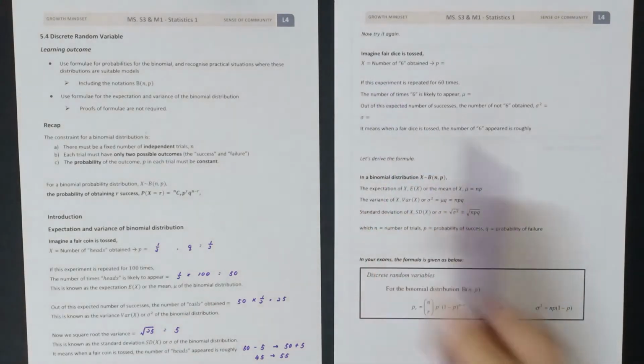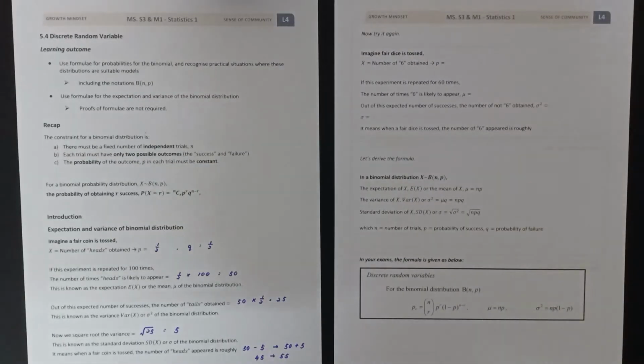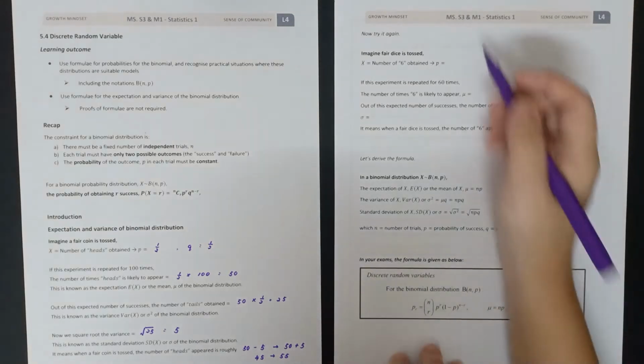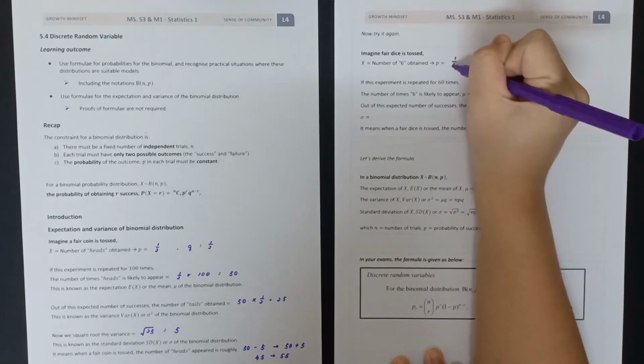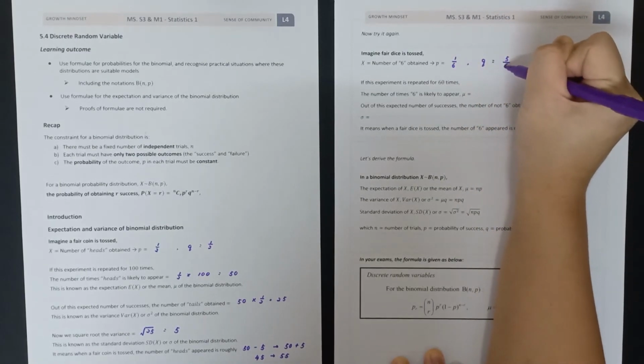Okay, so now let's try it again with the same thing that we did just now with the fair coin. Now let's do the fair dice. If x is the number of 6s obtained, then what is the probability of your success? Meaning, what is the probability for you to get a 6? It will be 1 over 6. Then what is the probability for you to get a failure? It will be 5 over 6.